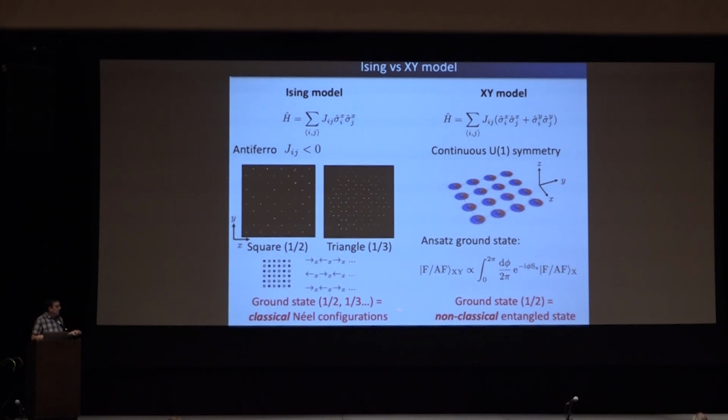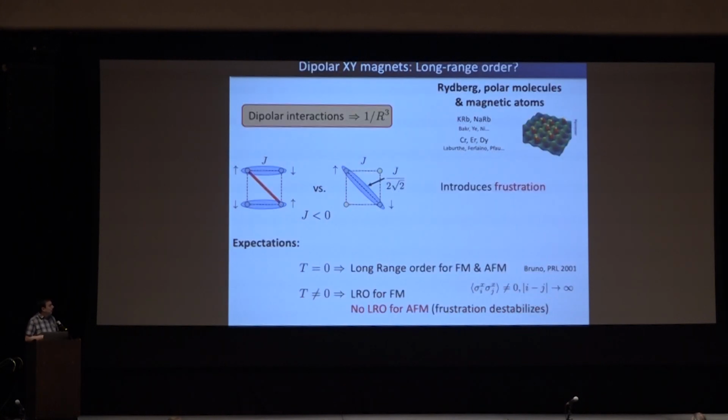And importantly, this ground state is a non-classical matter state. Okay, so this is one of the differences between the two models. This is also interesting because there are many platforms that can implement this type of XY model. But importantly, we have dipolar interactions, which means that the interactions do not stop at first neighbors. For example, polar molecules or magnetic atoms can implement the same type of Hamiltonian.